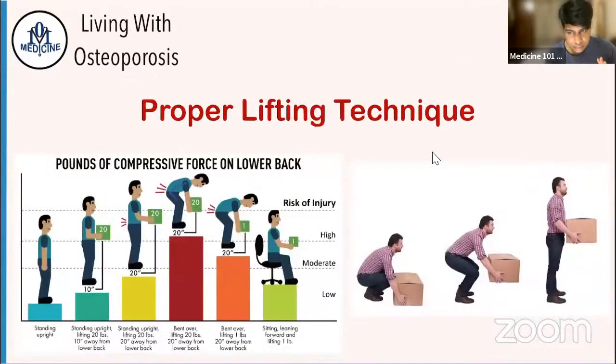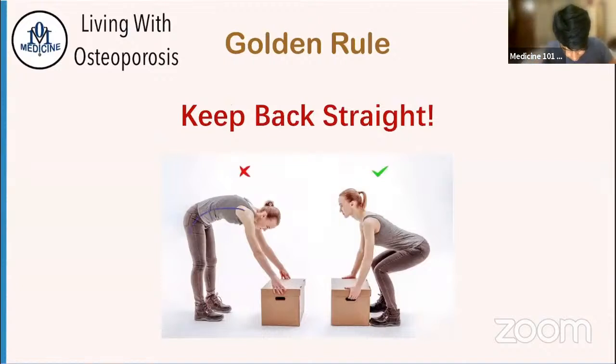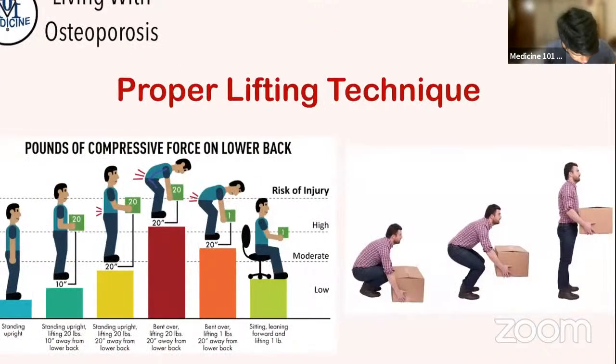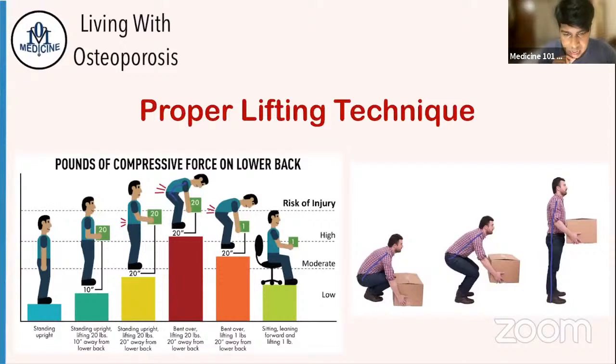Next, this is the most important part. This is what a physiotherapist will teach you. This is something that everyone needs to know, that is the proper lifting technique for any objects. First of all, when you lift an object, you should never bend your spine like this. You should keep the spine straight. You can see here, the spine is straight. This is how you should practice lifting objects. And also, try to keep the object as low as you can, below the level of the chest, basically.